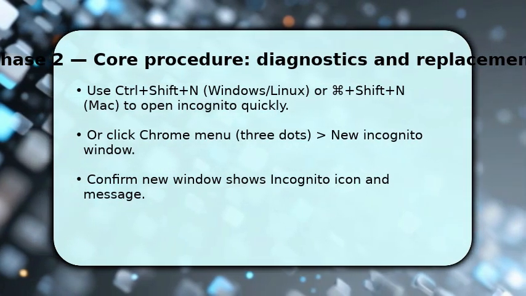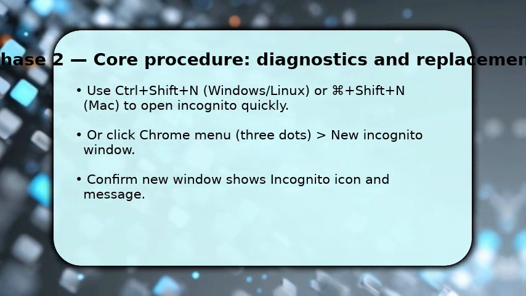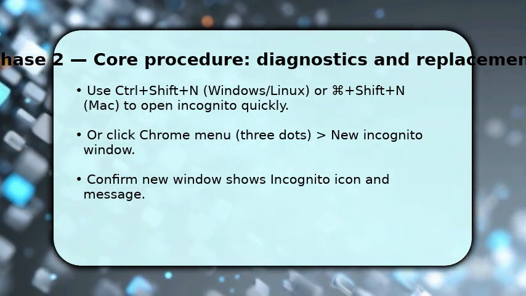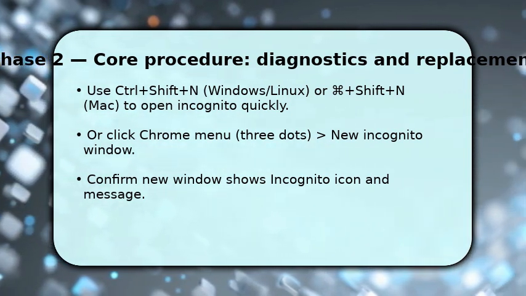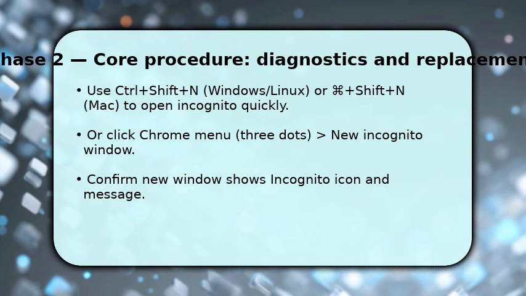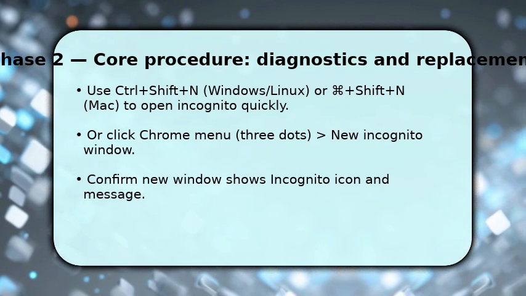Now open the Incognito window using your chosen method. Press the shortcut if you want immediate access, or click the three-dot menu at the top right and select New Incognito Window. Once done, look for the dark theme and incognito icon to confirm privacy mode is active. This tells you Chrome won't save browsing history, cookies, or site data after you close it.